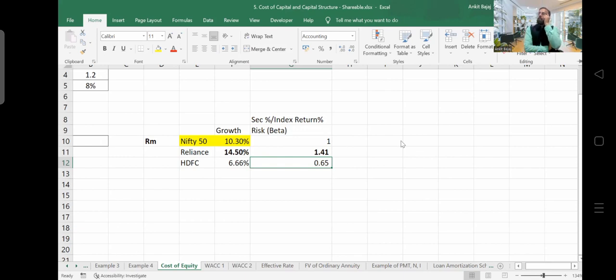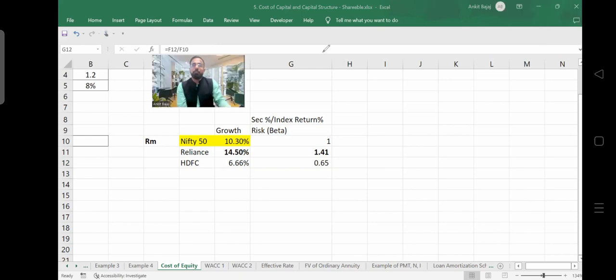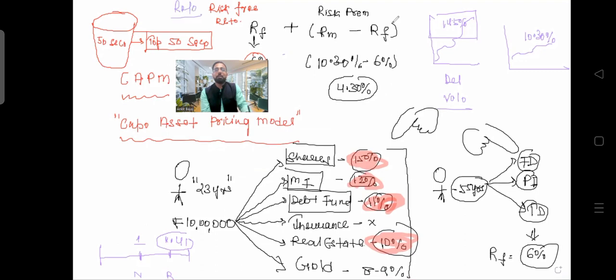Now let me know, if you are investing into a security whose beta is more than 1, definitely you will be expecting more return from that security. Yes or no? Yes. So if you are investing into a Reliance share, how much return will you be expecting? There is a formula. You will be multiplying this with beta, right?